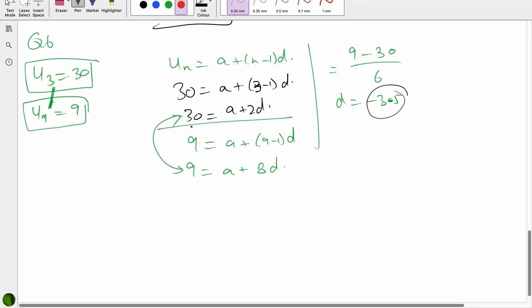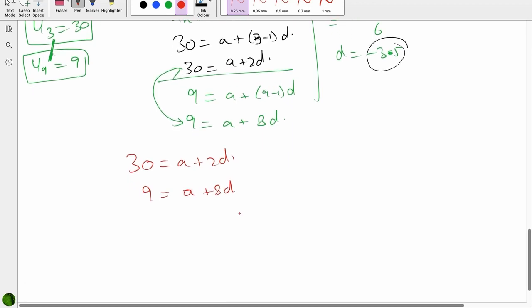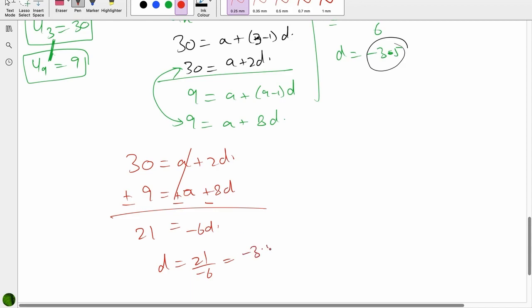I'm using these two equations to solve them and find a and d. If I make it like this, 30 is equal to a plus 2d, the first one, and I'm subtracting the second one. So plus 2, minus, plus 2, minus. So 30 minus 9 is 21. We get rid of this a, and that is minus 6d. So d is equal to 21 by minus 6. 21 divided by 6 is 3.5 with a negative sign. So whatever method we choose, we get the same answer.